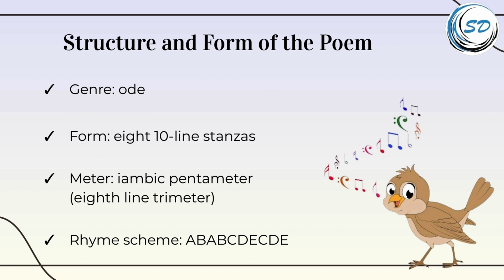This ode consists of 8 stanzas, each consisting of 10 lines written in iambic pentameter, a rhythmic pattern that creates a natural and flowing tone. The rhyme scheme of ABABCDECDE lends a musical quality to the poem, enhancing its melodious flow. Keats skillfully weaves a pattern of rhymes that mirrors the fluidity of the Nightingale's song.